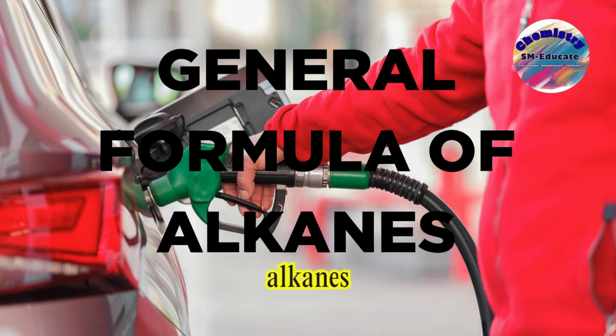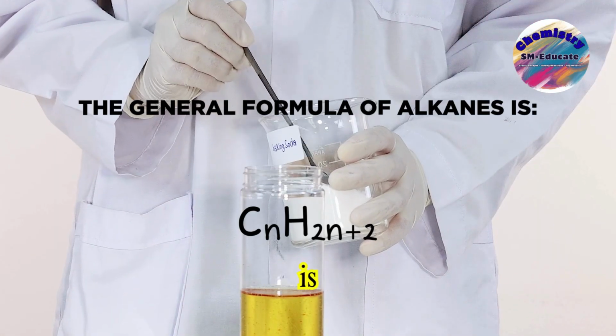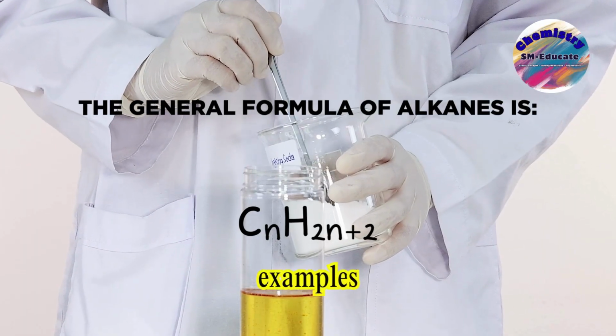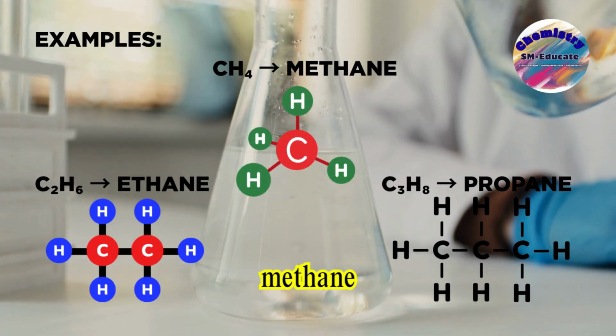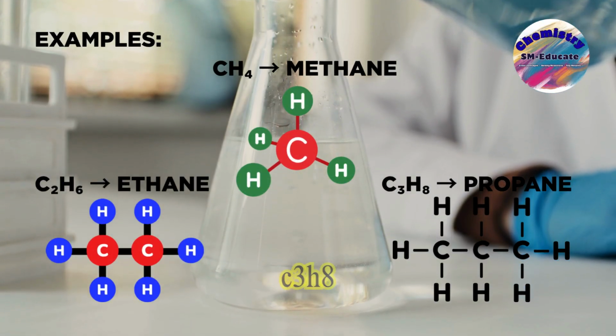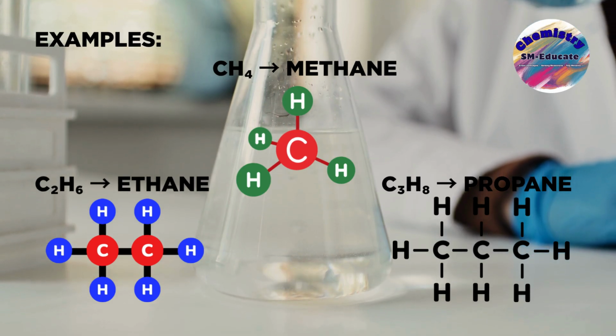General formula of alkanes. The general formula of alkanes is CnH2n+2. Examples: CH₄ methane, C₂H₆ ethane, C₃H₈ propane.